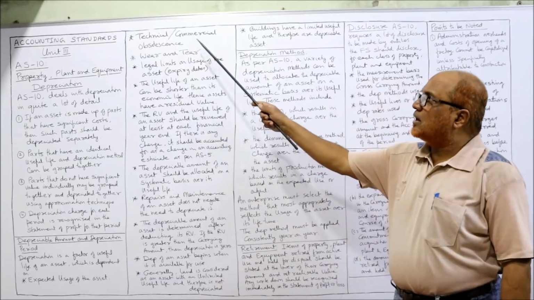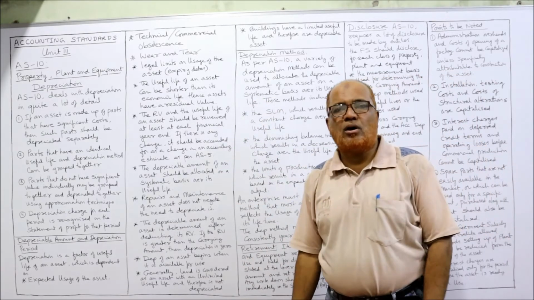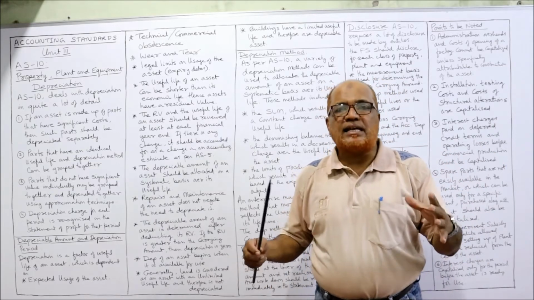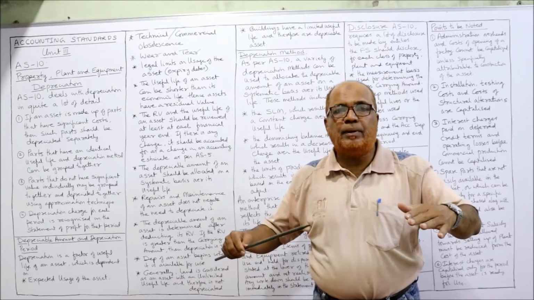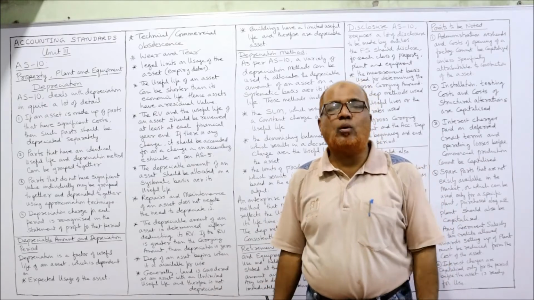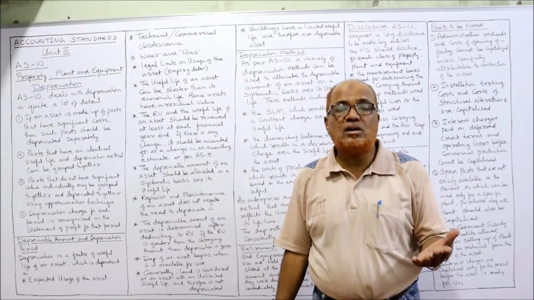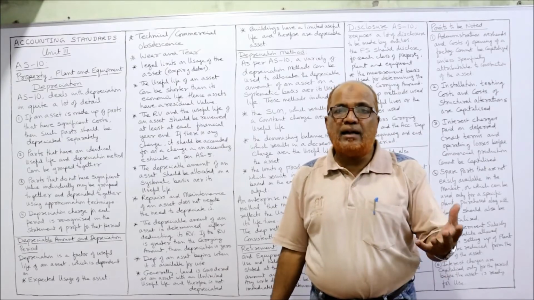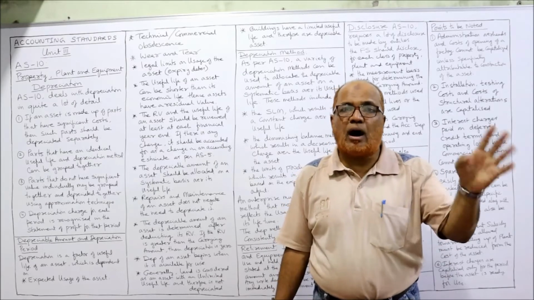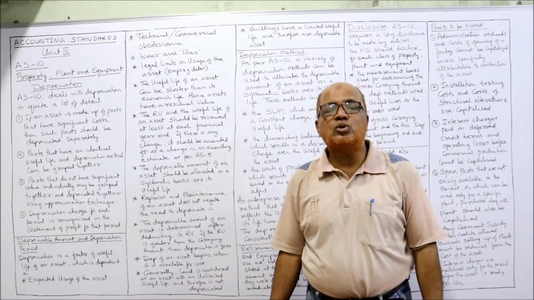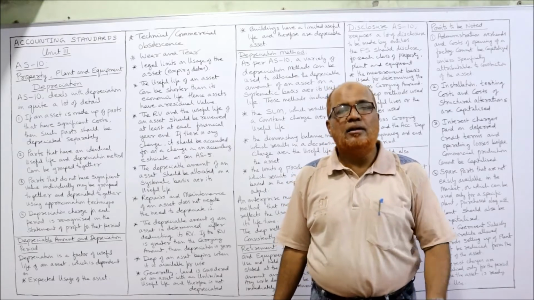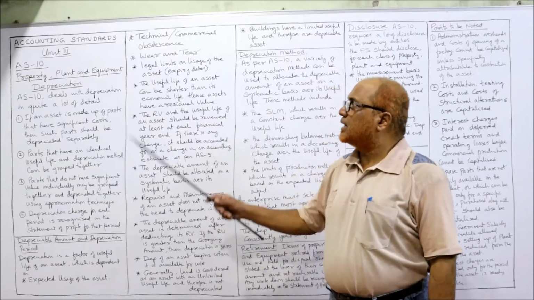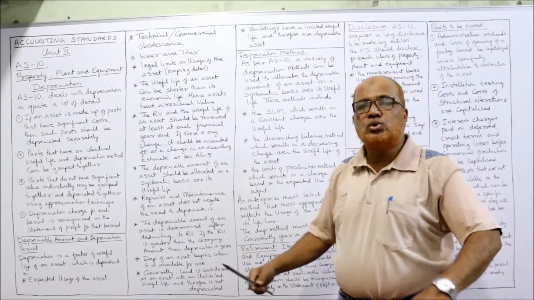Second point, technical and commercial obsolescence. Obsolescence means outdated. If the asset is such that it is very frequently becoming obsolete, then more depreciation is required. Presently, due to the advancement in technology, many items and equipment are becoming outdated due to obsolescence. So technology should also be considered. Next one is wear and tear, usage.